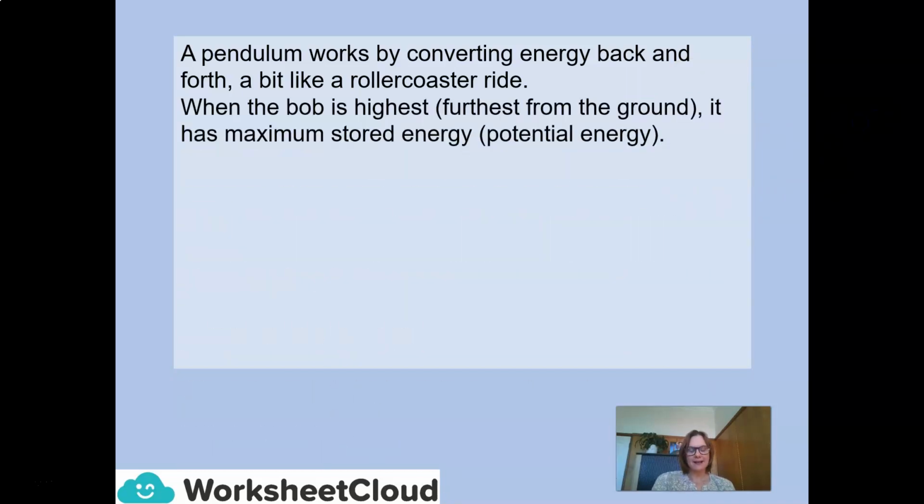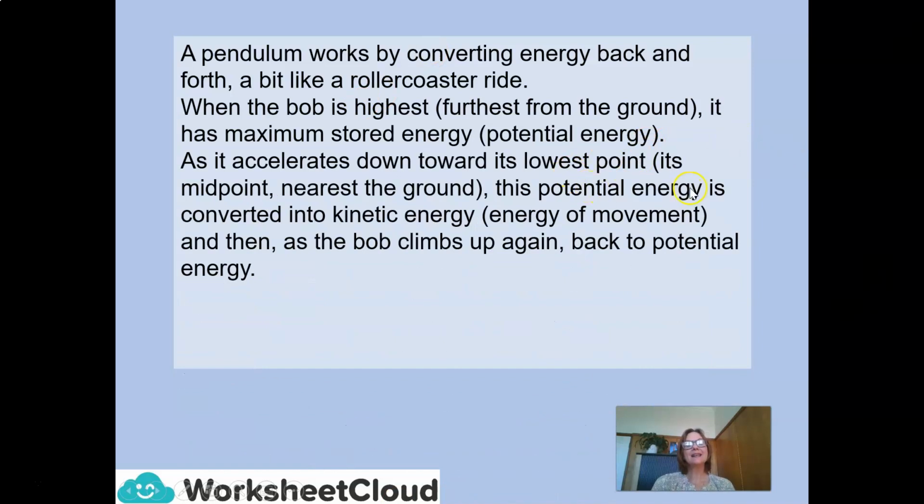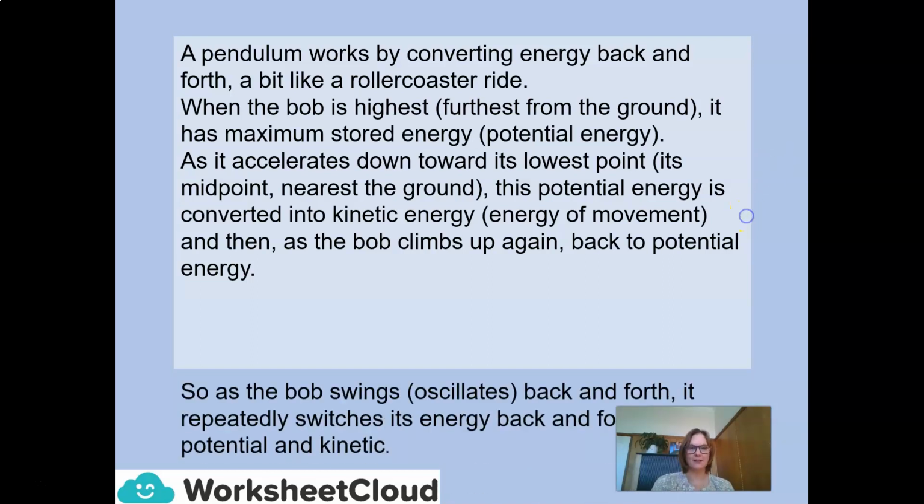When the bob is highest, that's that ball, in other words, when it's furthest from the ground, it has maximum stored energy. It has the potential energy. As it accelerates down towards its lowest point, which would be its midpoint near the ground, this potential energy is converted into kinetic energy, which is energy of movement. And then, as the bob climbs up again, it goes back to potential energy.